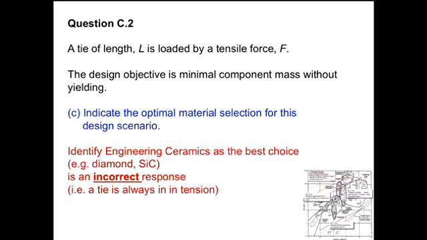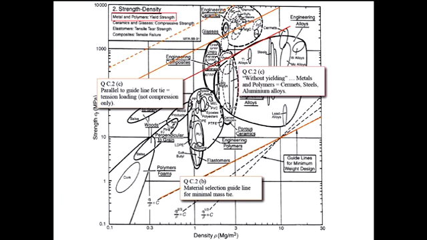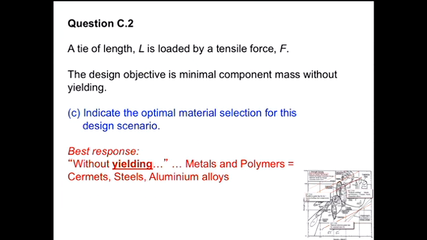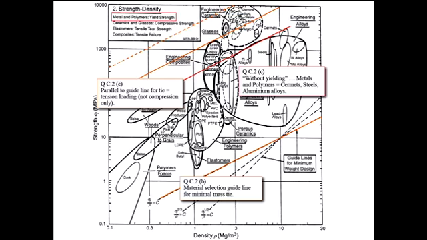Then C: indicate the optimal material selection for this design scenario. The student that wasn't in this room said diamond or silicon carbide, but that's for material selection in compression. They're good in compression. A tie is always in tension, sorry. So the best response was yielding metals and polymers, a whole heap of stuff therein. That would be the kind of way of answering the question.